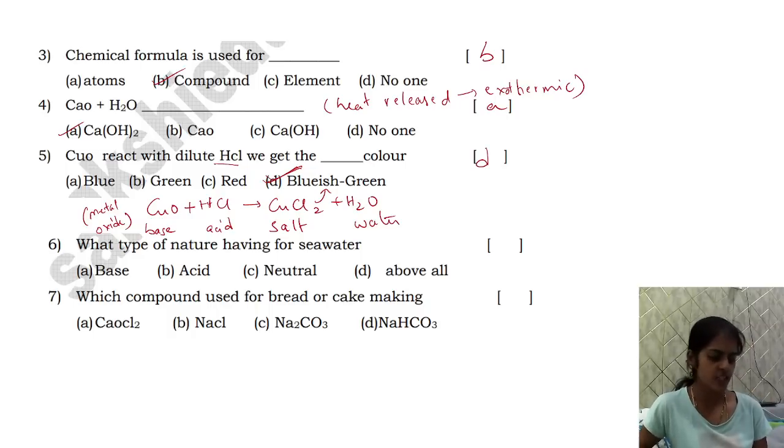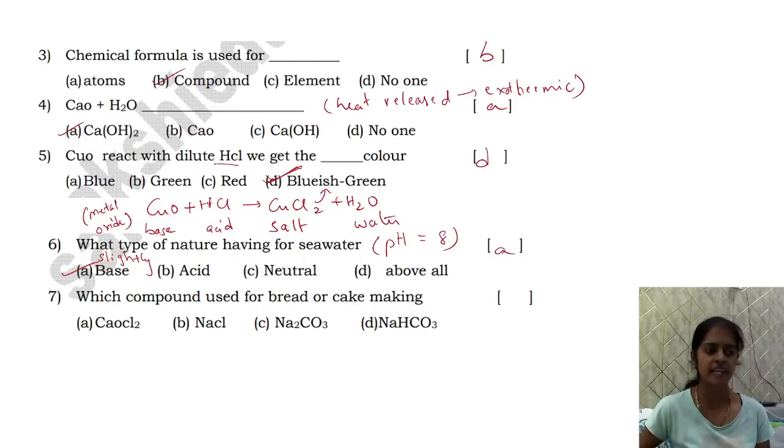See the next one. What type of nature does seawater have? Is seawater neutral, acidic or basic? The pH of seawater is 8. So it is slightly basic in nature. So option A.